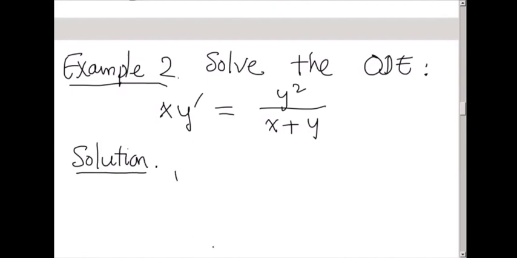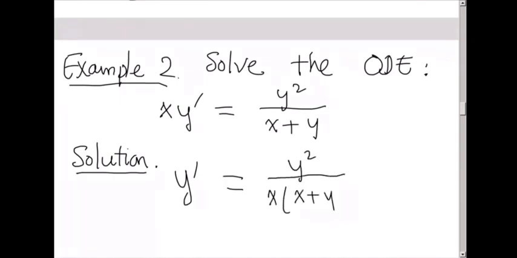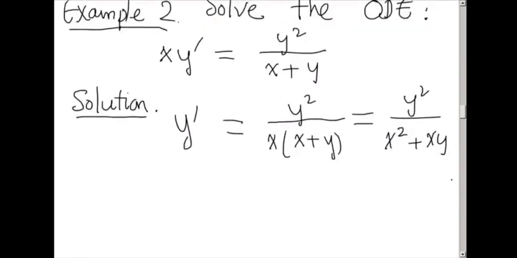As before, we need to solve for y prime first by dividing both sides by x. So the numerator is still y squared, but the denominator we have x times x plus y, which can be written as y squared divided by x squared plus xy. Now, how do we know that this is a homogeneous equation?